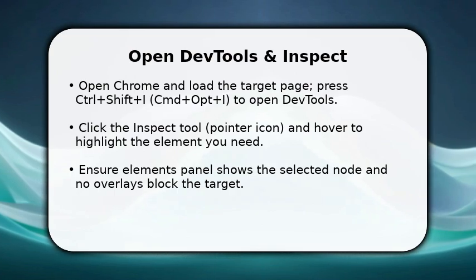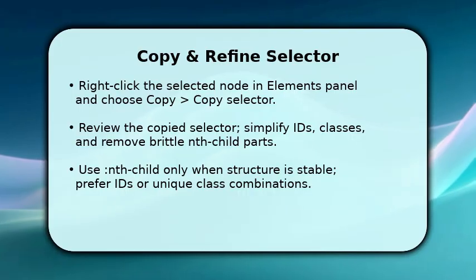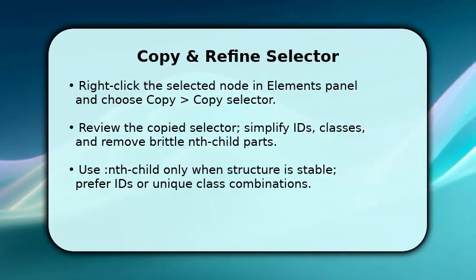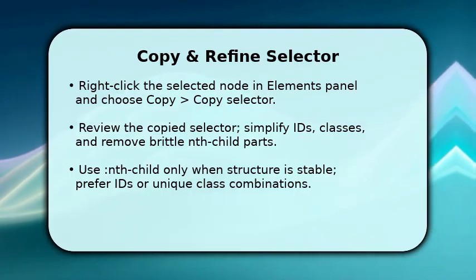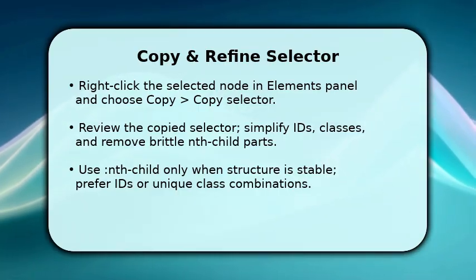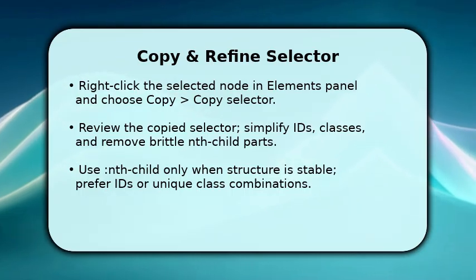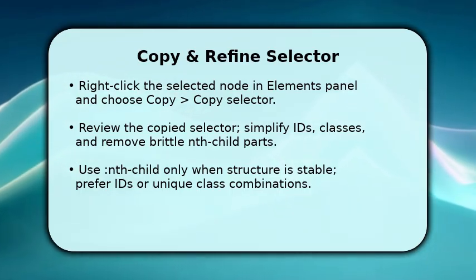Once the node is selected, right-click it in the Elements panel and choose Copy, then Copy Selector to get Chrome's auto-generated selector. You'll often need to refine it. Inspect for ID or unique classes and shorten overly specific chains. If the selector uses many nth-child segments, replace them with class names or attributes to avoid fragility.